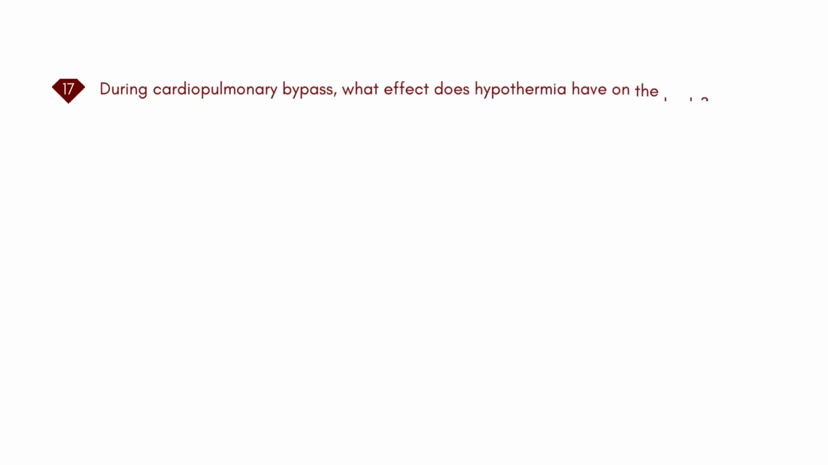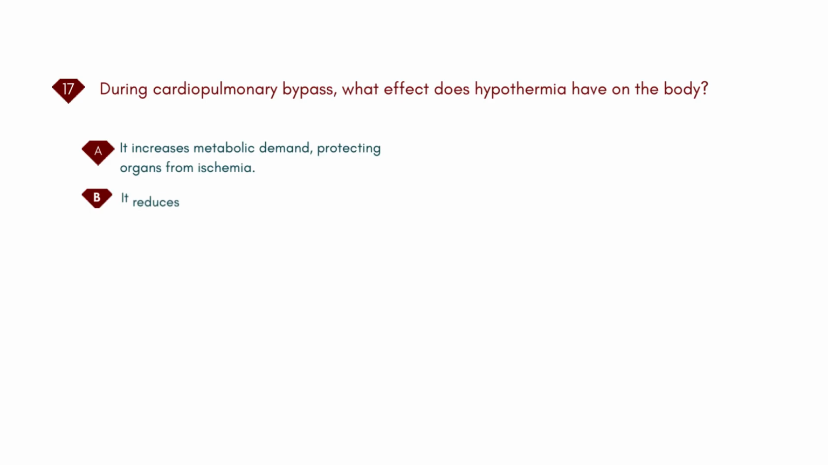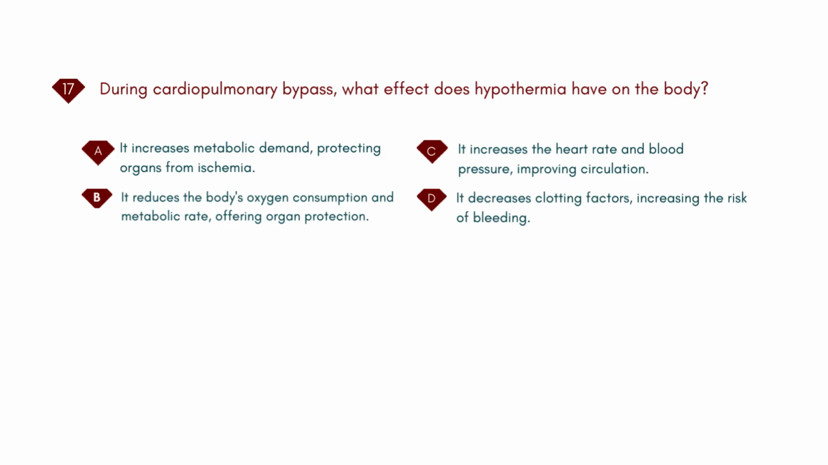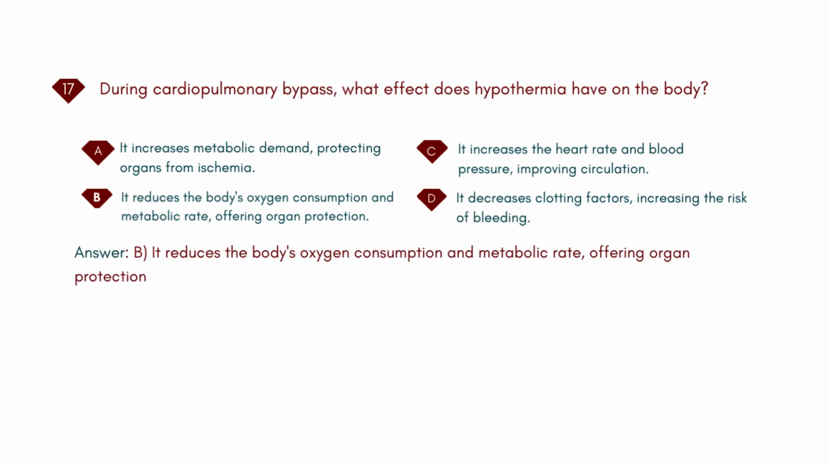During cardiopulmonary bypass, what effect does hypothermia have on the body? A. It increases metabolic demand, protecting organs from ischemia. B. It reduces the body's oxygen consumption and metabolic rate, offering organ protection. C. It increases the heart rate and blood pressure, improving circulation. D. It decreases clotting factors, increasing the risk of bleeding. Answer: B. It reduces the body's oxygen consumption and metabolic rate, offering organ protection.